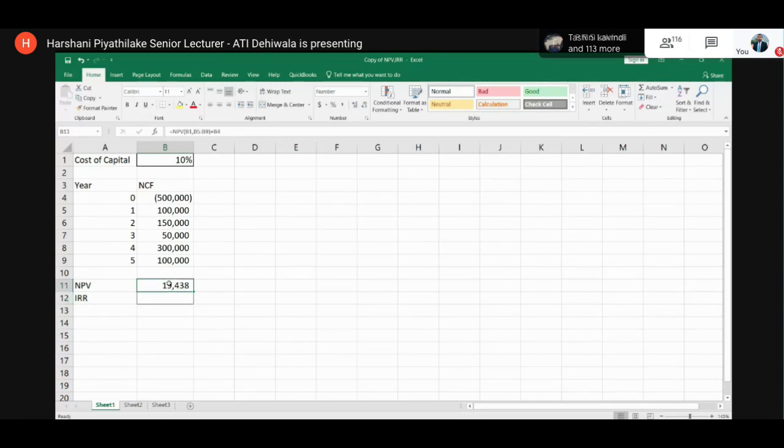Anything relating to net present value you want to ask? It is clear, Harshini, miss. Right. Then we'll go to the IRR as well. IRR means internal rate of return. I think you know the meaning of IRR. That is the discounting rate which gives a net present value of 0. At the point of IRR, the answer of the NPV is exactly equal to 0.